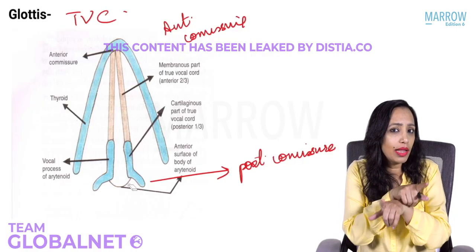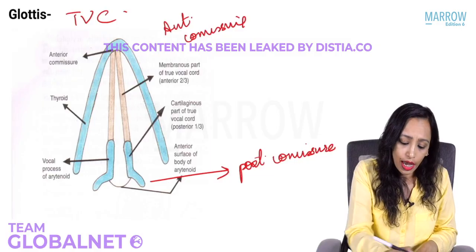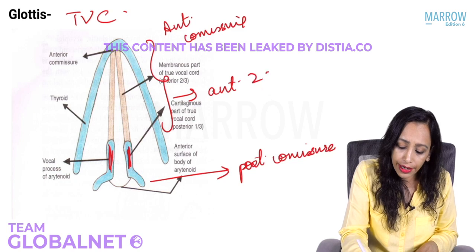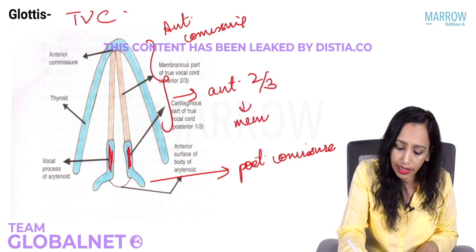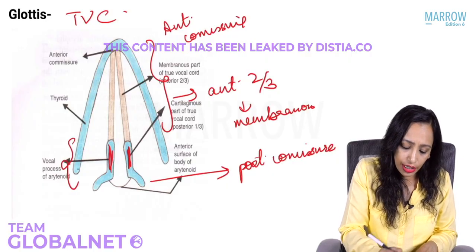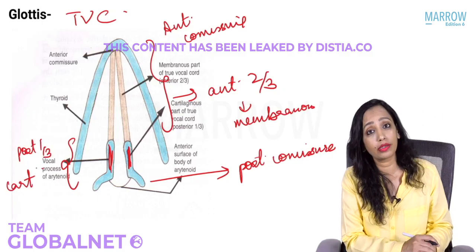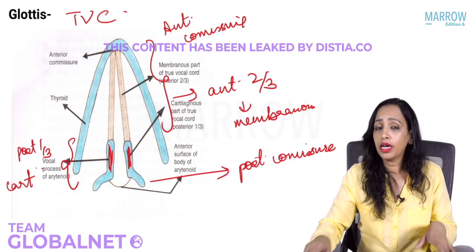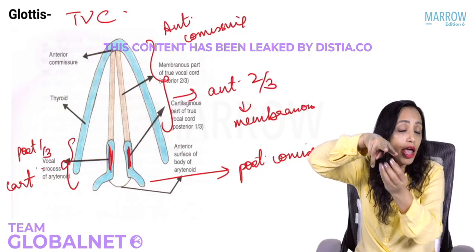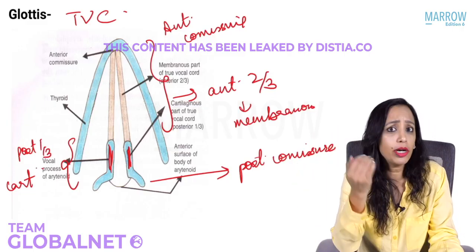We know that the posterior one-third is formed by the vocal process of arytenoid, so that has to be cartilaginous, which means only the anterior two-thirds is membranous, and the posterior one-third is cartilaginous. What is the significance of knowing this? Whenever we speak, I told you that the two vocal cords are adducted and subglottic air pressure builds up and is released, vibrating the vocal cord. When the two vocal cords vibrate, which part vibrates? What do you think? The membranous part or the cartilaginous part?